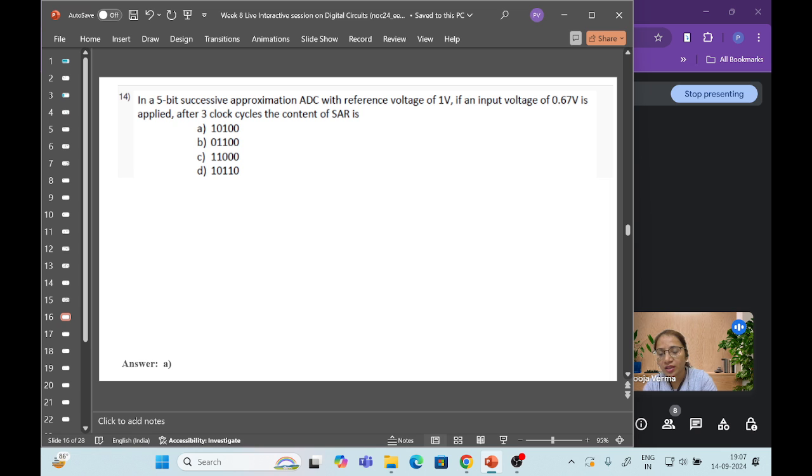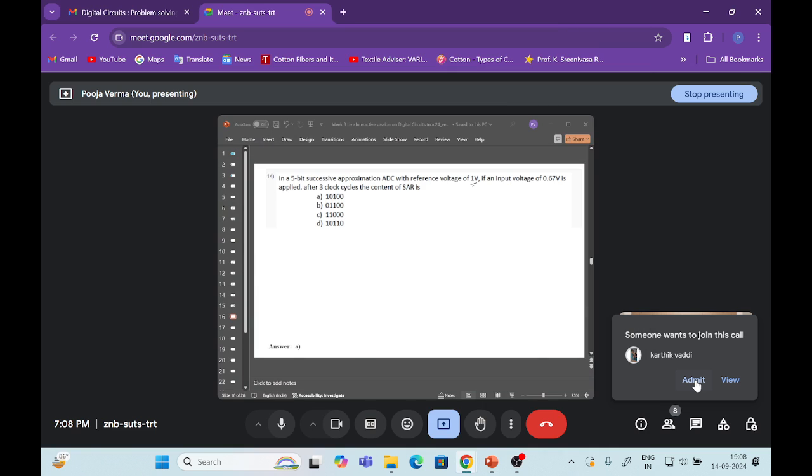Next question: in a 5-bit successive approximation ADC with a reference voltage of 1 volt. Here the reference voltage is given as 1 volt. If an input voltage of 0.67 volt is applied, after 3 clock pulses, the content of the successive approximation register is what? What will be the content of the SAR after 3 clock pulses?